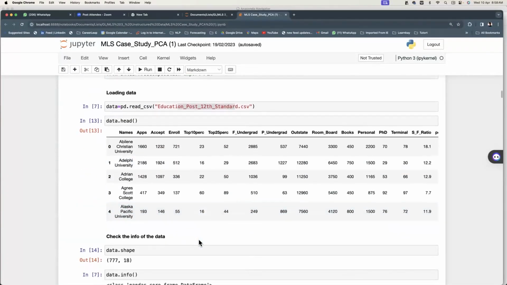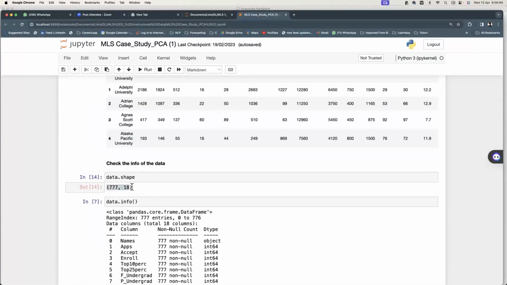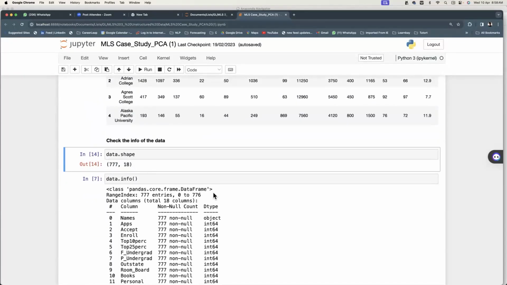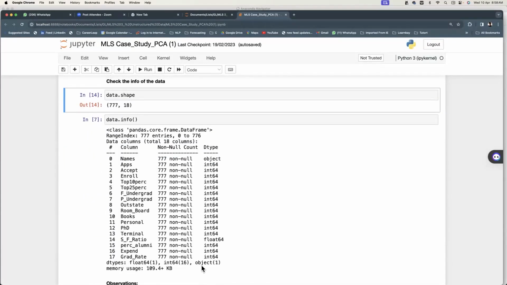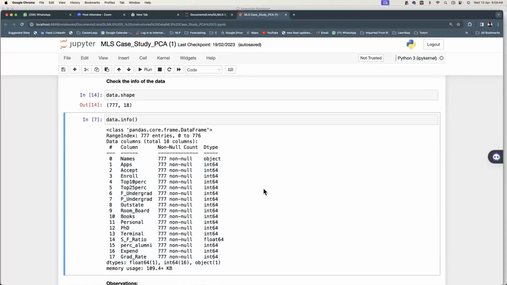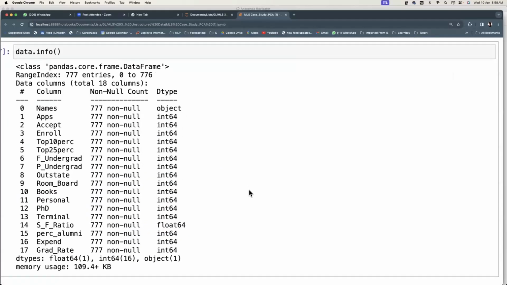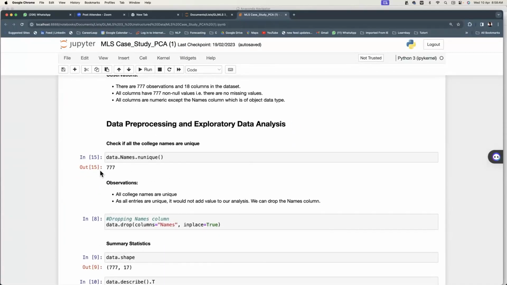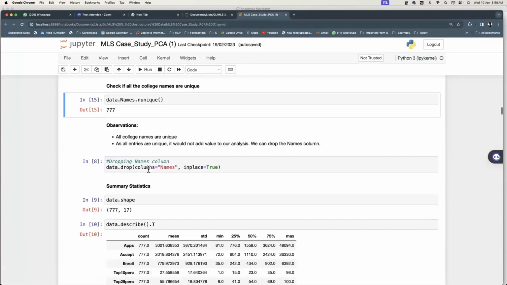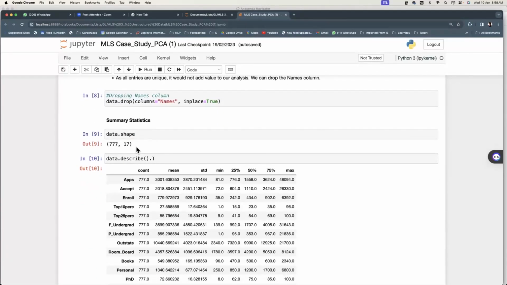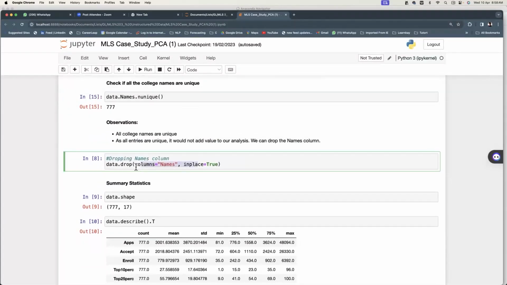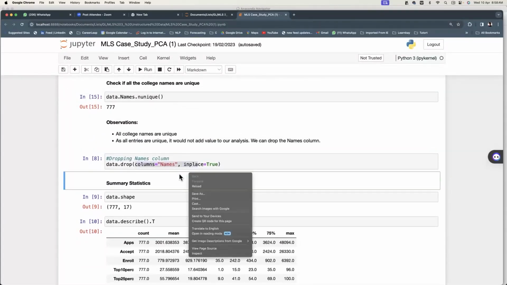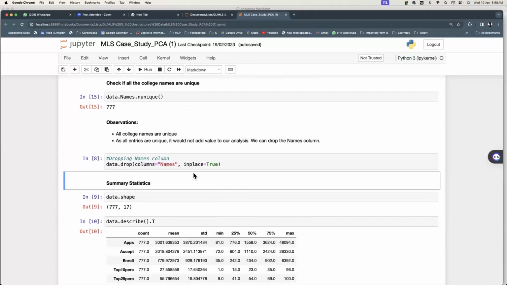Now on this you will apply PCA. Initially there are 18 features. You look at data.info, and you can see some information. There are no null values, so you don't have to do any pre-processing to deal with null values. There are 777 unique universities, and I have removed the university name because the university name is not important to actually predict anything.